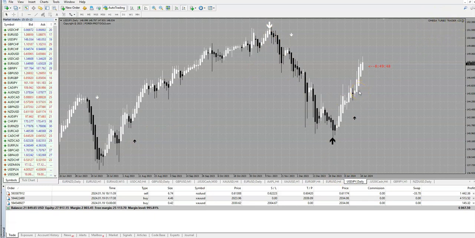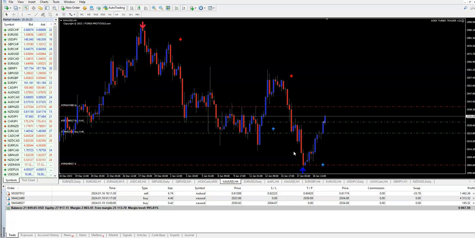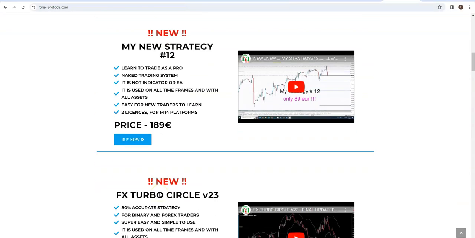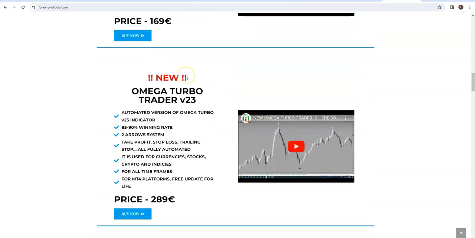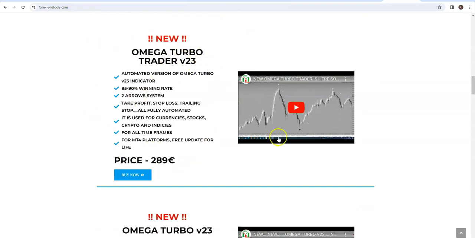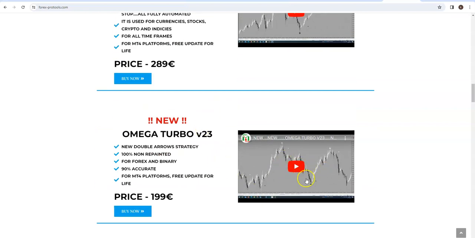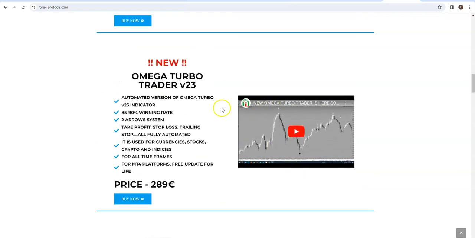Trader is always the automated version of the indicator, so you do not have to wait and watch for the settings. If you have the trader, everything will be done automatically: trades will be taken, take profits, everything. For more about any of these systems, you can always go to any of my webpages to see the indicators or expert advisors, read everything about them and click the video. In the video it is explained how to use it. So you see, this is the indicator and this is the expert advisor.